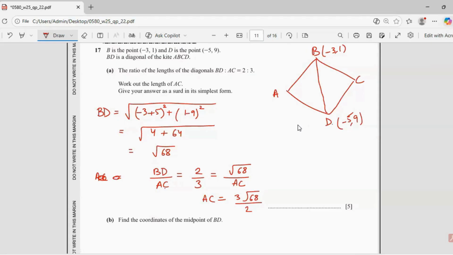Now to simplify this, root 68 can be written in the simplest form. It is 3 root, if you factorize it, this is 34, 2 into 2 into 17, divided by 2. So this is 3 into 2 into root 17 upon 2, which is equal to 3 root 17.